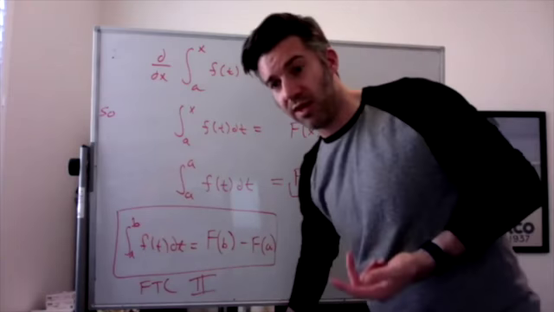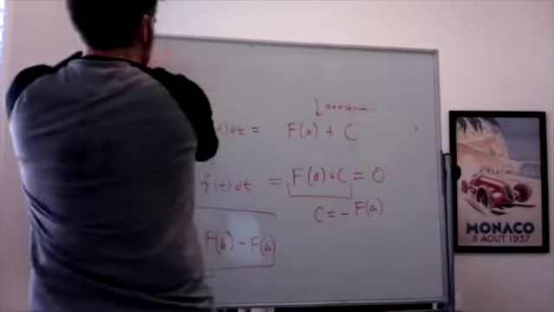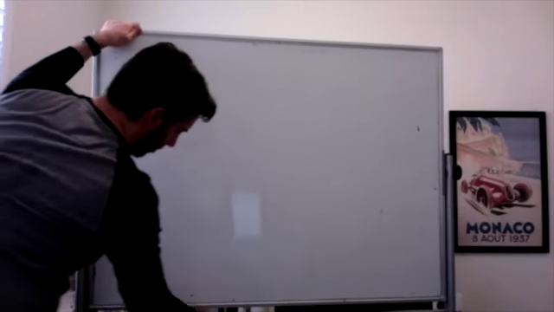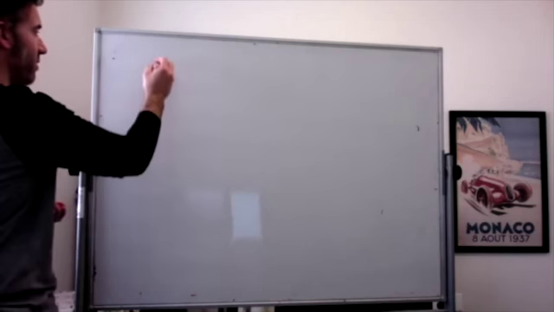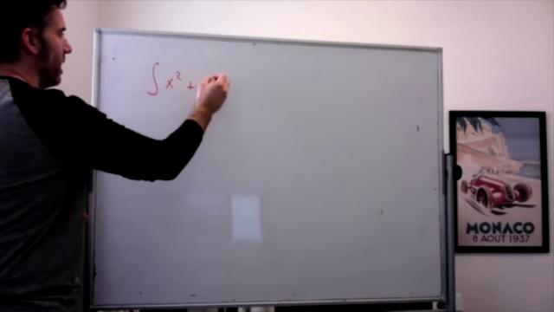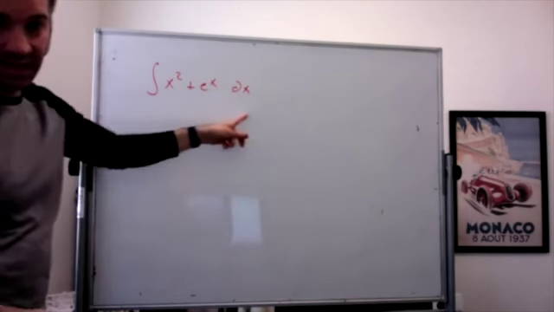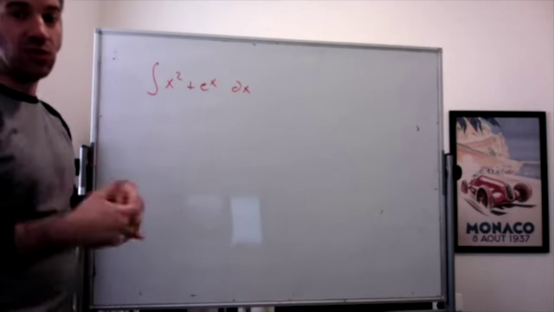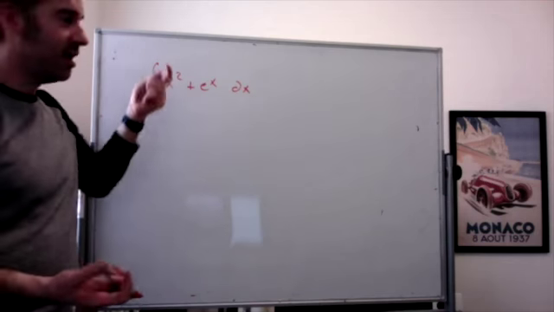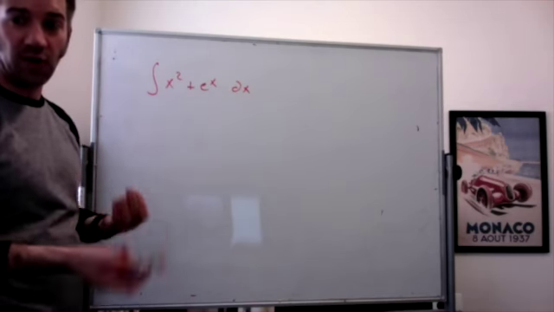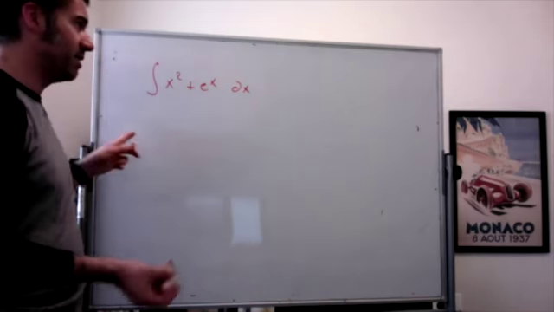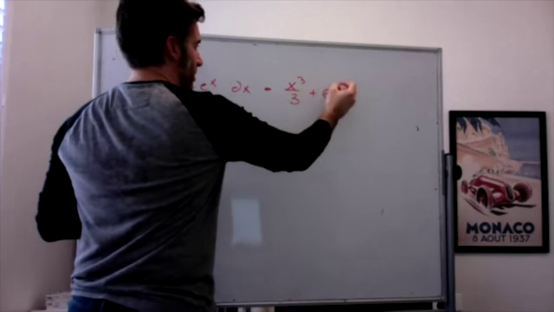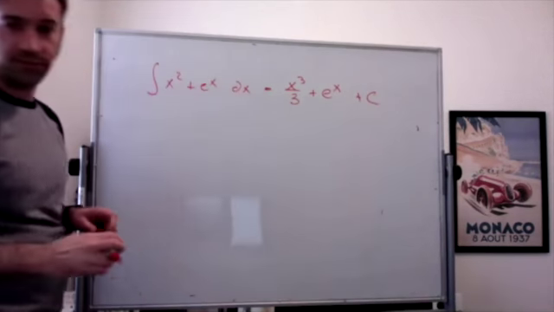So after this, you'll see that people will start saying things like, if I want to find the antiderivative of, say, x squared plus e to the x, I'm going to write it like this. Because if I'm finding the integral, the area under the curve, I use the antiderivative and then I plug in the endpoints. So if I just want to find the antiderivative as a function, I just write it like this. And then the antiderivative is going to be x cubed over 3 plus e to the x plus c.